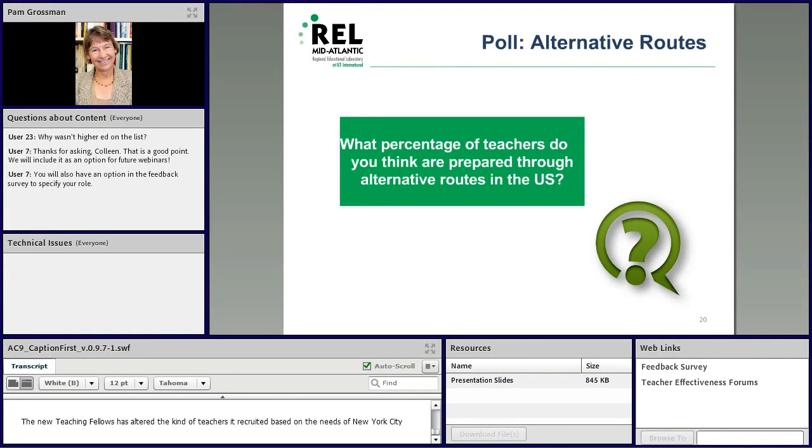So before we go on, we're interested in what percentage of teachers you thought are prepared through alternative routes in the U.S.